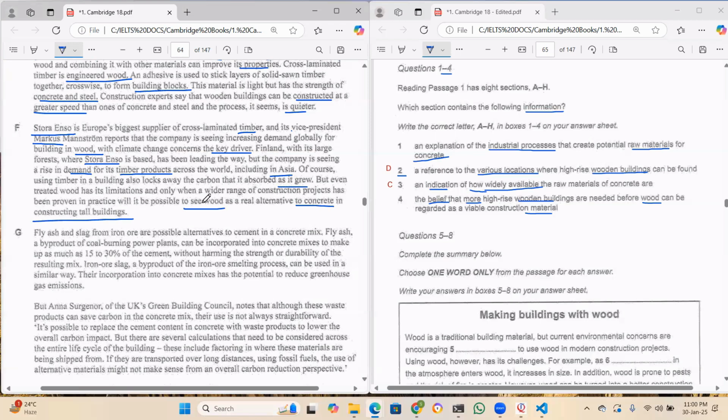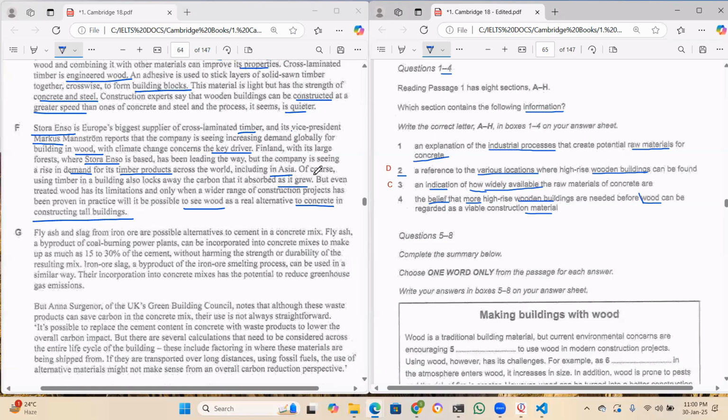Okay, I think I have read this somewhere, right? An explanation of industrial processes? No, he did not talk about any industrial process, right? Next, the belief that more high-rise wooden buildings are needed before wood can be regarded as a viable construction material. Okay.